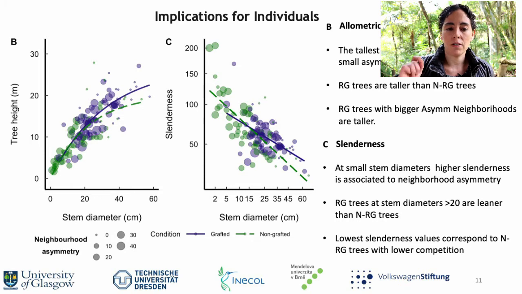The interesting thing is that for grafted trees, we have higher slenderness than for non-grafted trees at the highest stem diameters. So that means that there might be a mechanical stability compensation for grafted trees that allows them to withstand higher heights without higher investment in stem girth. So what we find is that big trees are either grafted or have very small neighborhood asymmetries, and that can be seen in both graphs.